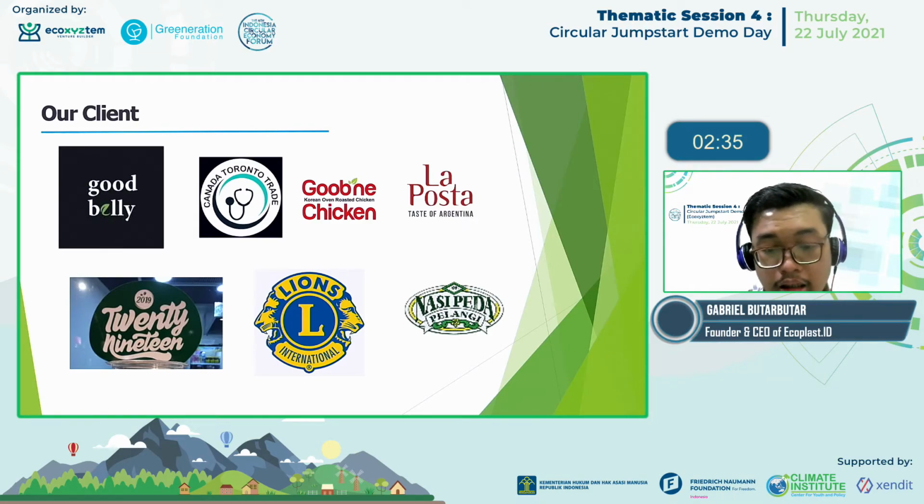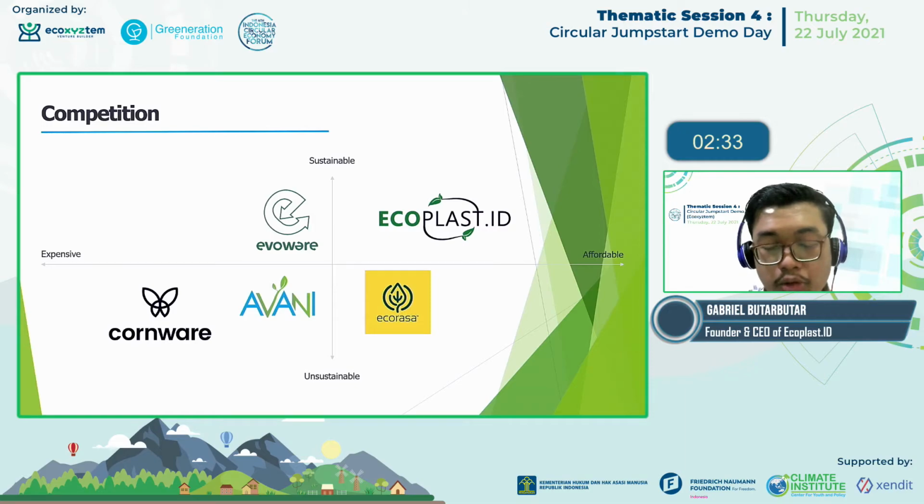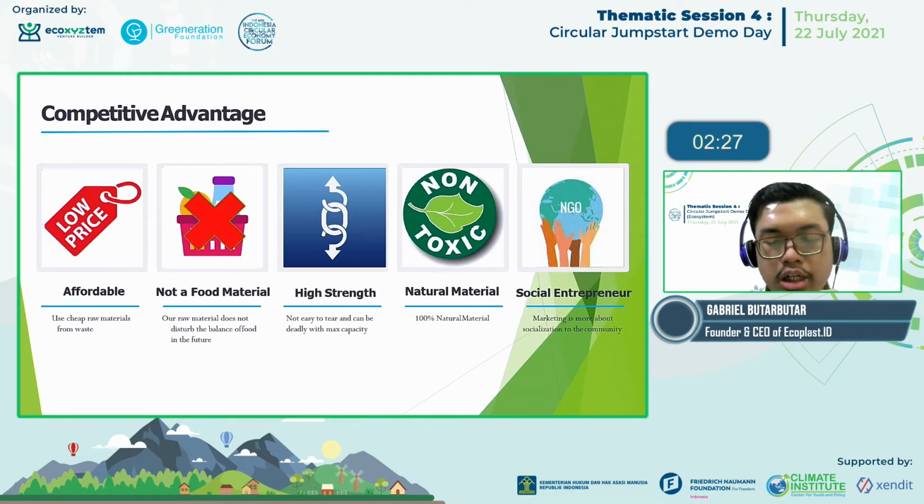Next. We believe that our product are more sustainable and affordable than our competitor. Next, because we use raw material from industrial waste and not food materials such as bioplastic from corn, cassava, and potato, our material will not interfere with food balance in the future. Plus, our product have high tensile strength with mass capacities about 3 until 5 kilograms. And also, we want to give a social impact to farmer by taking our material directly from them.